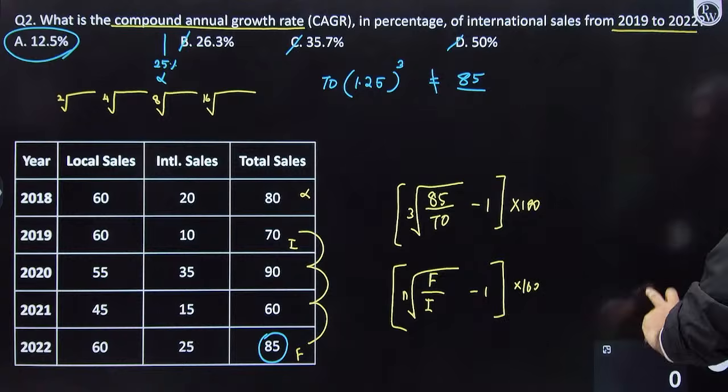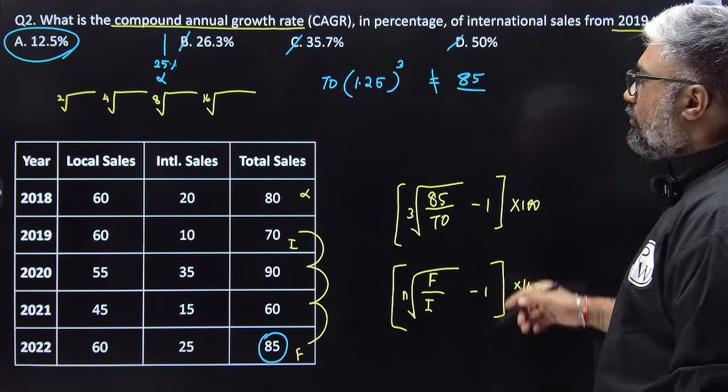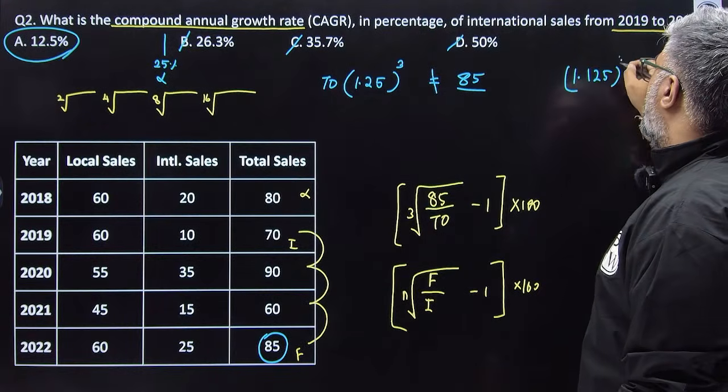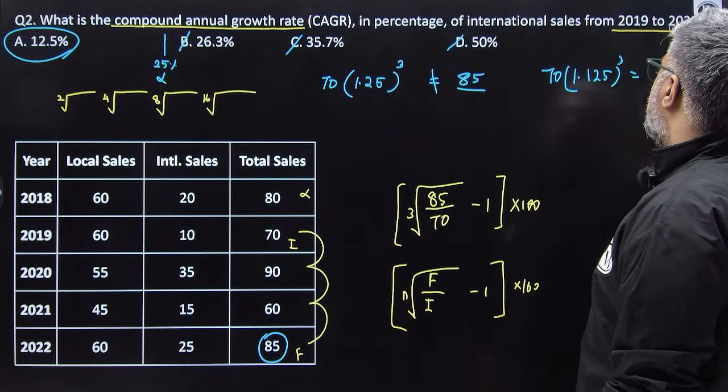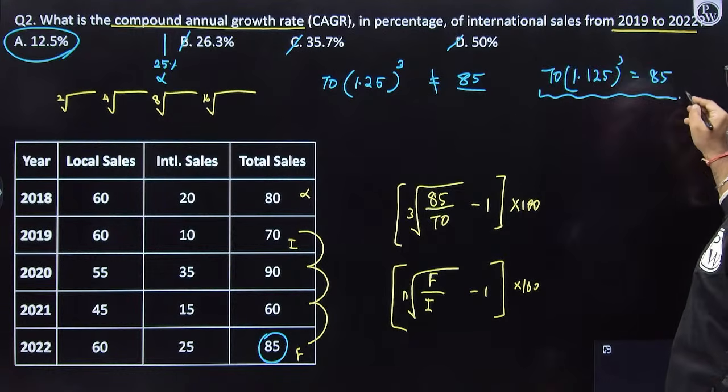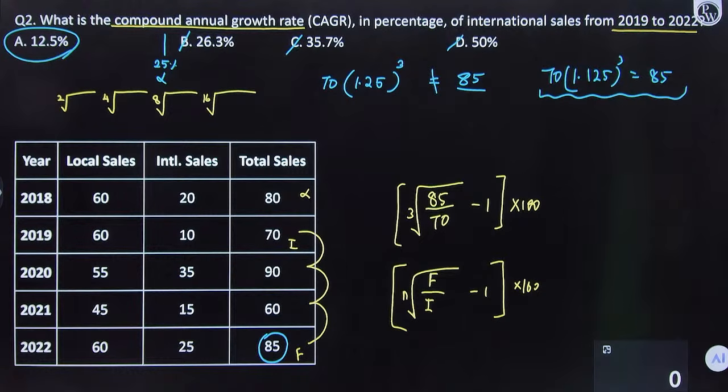So if you want to check for 12.5%, how would you do it? Same thing: 1.125 cubed, times 70, should give you 85. Can you confirm this, guys? Can you confirm if this is correct?